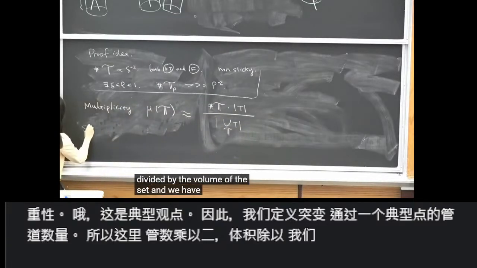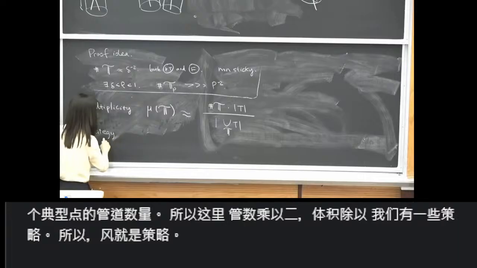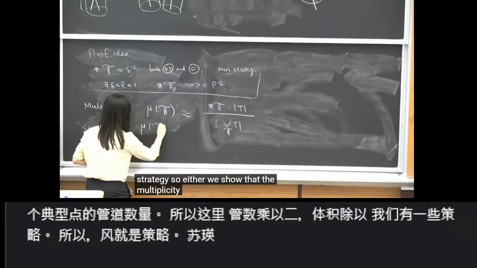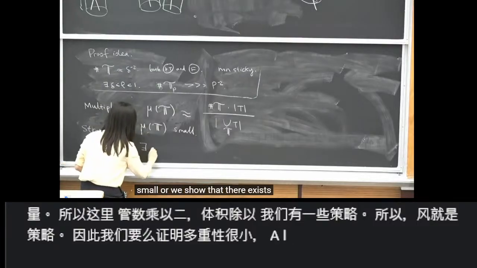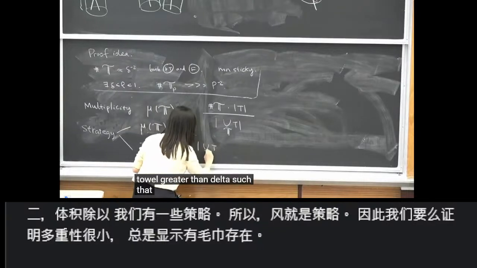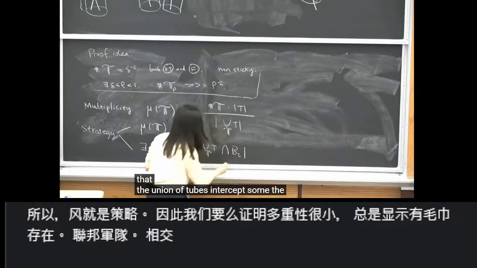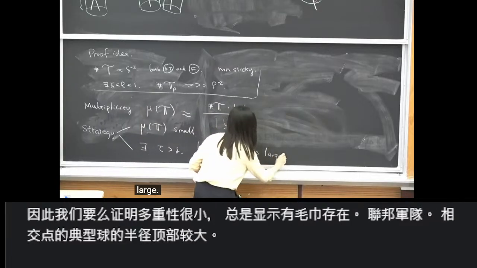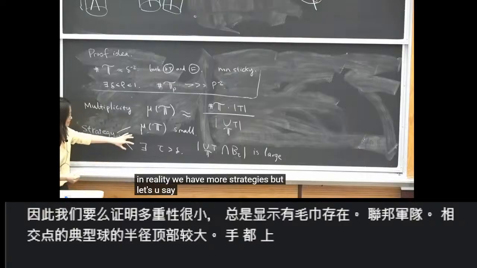And we have some strategy. So the winning strategy: either we show that the multiplicity is small, or we show that there exists some tau greater than delta, such that the union of tubes intersect some ball, a typical ball of radius tau, is large. So those are two strategies. In reality, we have more strategies, but let's say we focus on these two.